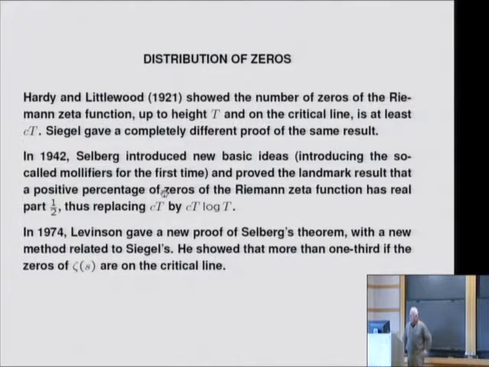Okay. So distribution of zeros, the number of zeros up to high t was by Hardy, who showed it is at least constant times t zeros on the critical line. Siegel gave a completely different proof of the same result in, I think, 1929. So Selberg introduced in '42 modifiers, so multiplied zeta by some approximate inverse. You have to do it in a very clever way, actually. The stupid modifier does not work, so you have to be very careful. And he was able to show that a positive percentage of zeros of the Riemann zeta function indeed lie on the critical line.